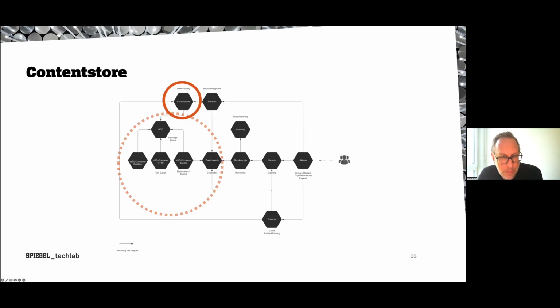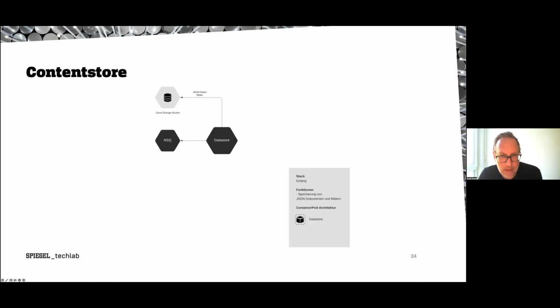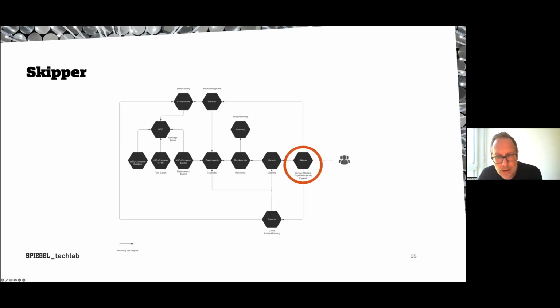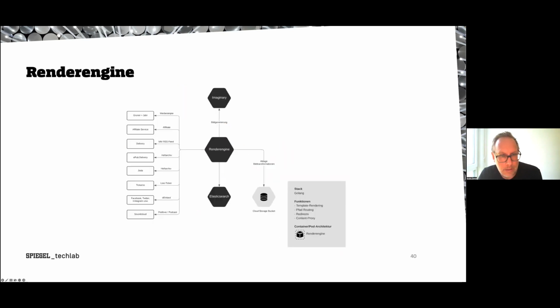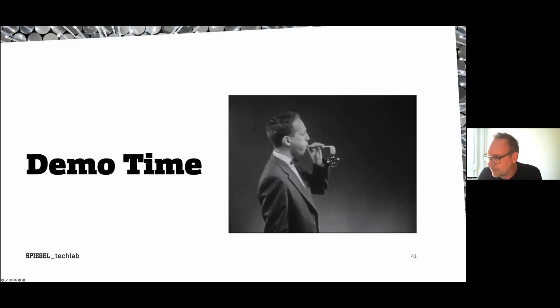Again, everything that we build then hits the content store, and I will skip through that, and we'll probably have a look at the demo in a minute. The content store, as I said, is a cloud storage, which is hosted on Google, which saves JSON documents and images and other information, and this information then is delivered through the various interfaces, through Skipper, Varnish, and the render engine. So I will skip through that, and we'll probably go straight into this.